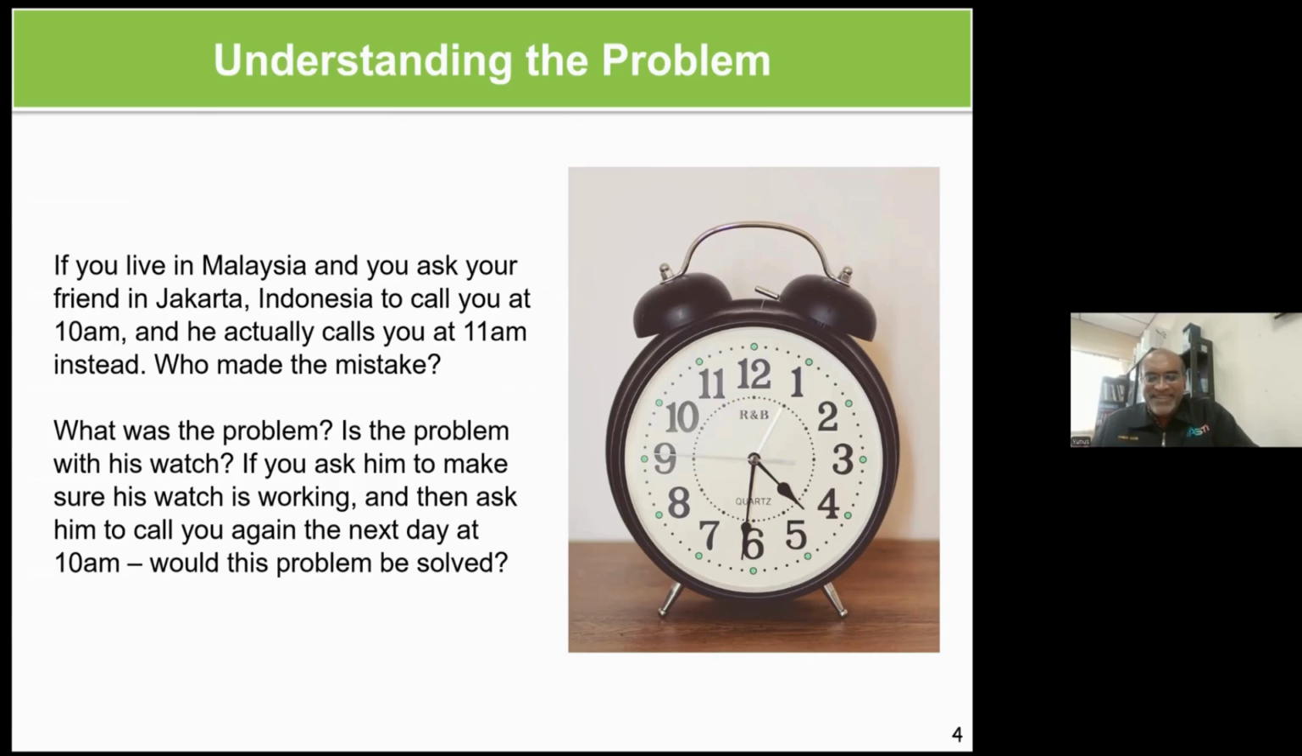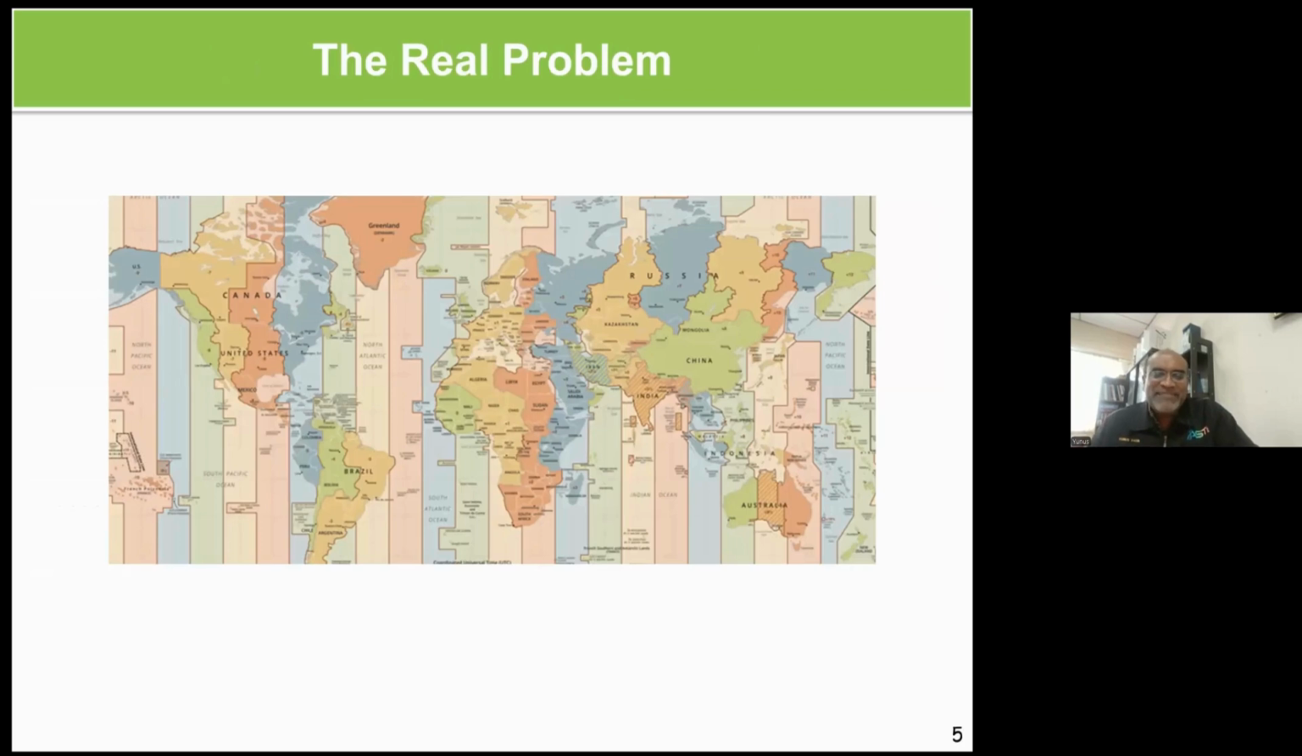Now, this is a classic, very simple example of your problem being identified wrongly, because the real problem is not with the watch or the clock, but with the international timeline. Indonesia and Malaysia are 1 hour apart, so whenever you call, there will always be a 1 hour difference. Let's say he's calling you from the UK, there's going to be an 8 hour difference. So you may ask him to call you in the morning and he ends up calling you at night.